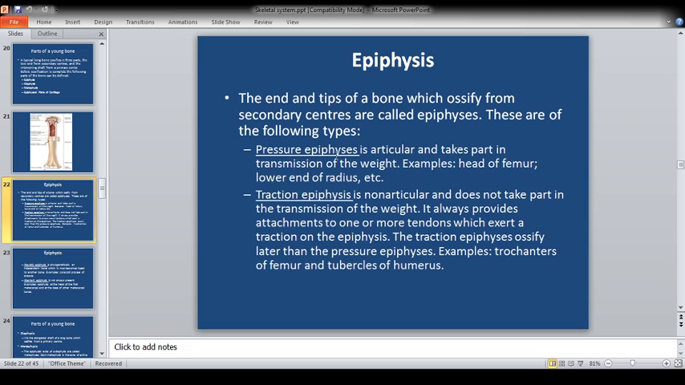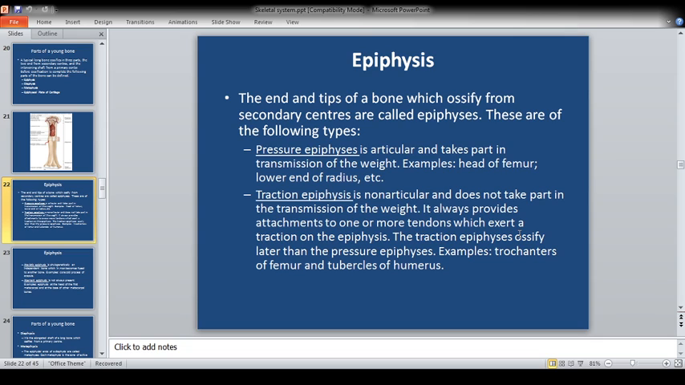So whichever epiphysis is dealing with the pressure or the weight of the body, that would be known as pressure epiphysis. Then there is traction epiphysis, that is non-articular, that does not form joint and does not take part in the transmission of the weight. It always provides attachments to one or more tendons which exert a traction on the epiphysis.